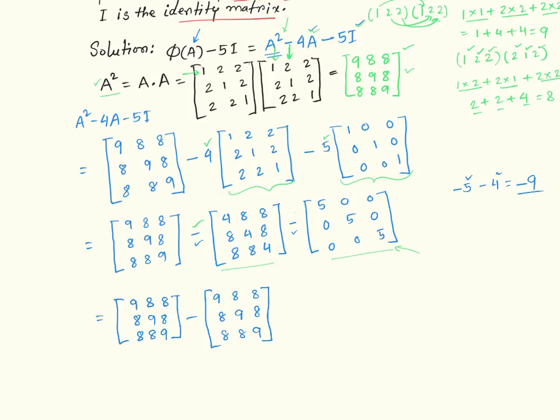Look, here what I have done is this: 4 plus 5 is going to be 9. That's my 9. Then 8 plus 0 is 8. 8 plus 0 is 8. Okay. Then 8 is here, 8 plus 0. Then look, 4 plus 5 is 9. And similarly 4 plus 5 is 9.